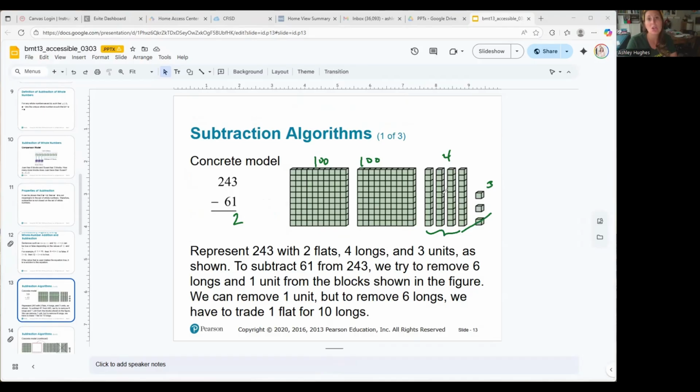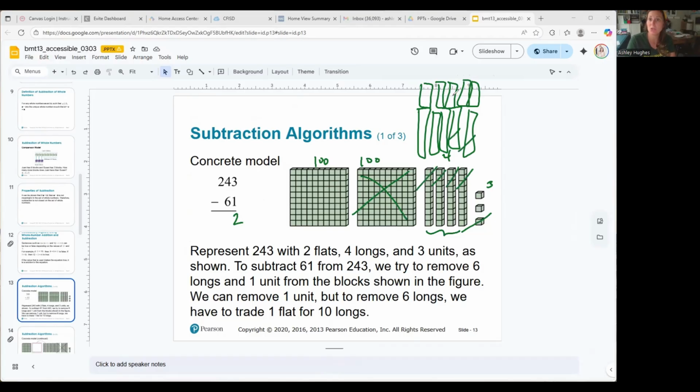And then can I take away 6 here? I cannot. So what you do is you have to come over here and trade this out for 10 of these. 1, 2, 3, 4, 5, 6, 7, 8, 9, 10. They can physically do this with manipulatives, but 100 is the same as 10 tens. And now we have 14 tens, and I can take away 6. 1, 2, 3, 4, 5, 6.